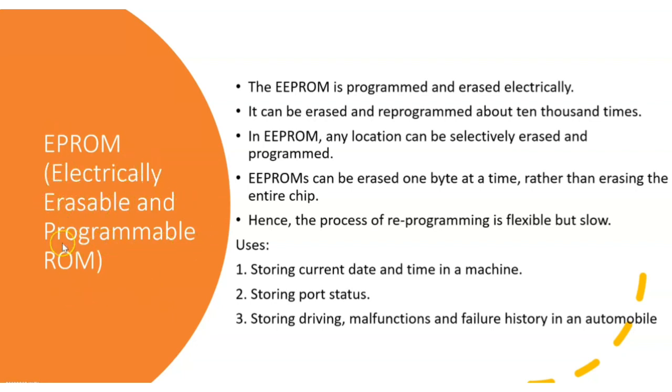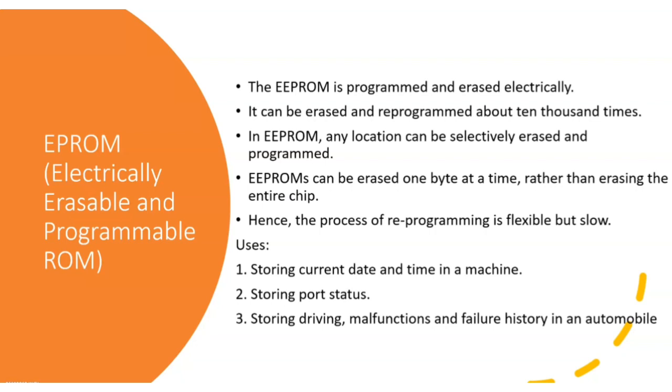Electrically erasable and programmable ROM. So the previous one is actually UV erasable. Here it is electrically erasable. So that is the difference. EEPROM is programmed and erased electrically. It can be erased and reprogrammed about 10,000 times. Many times we can erase it and reprogram it using electrical methods.